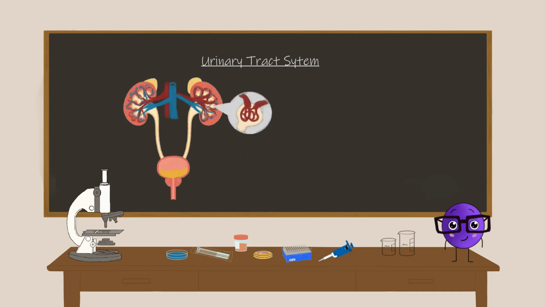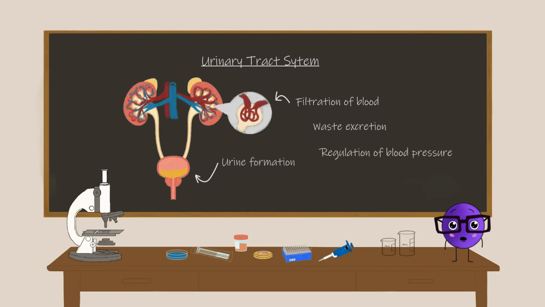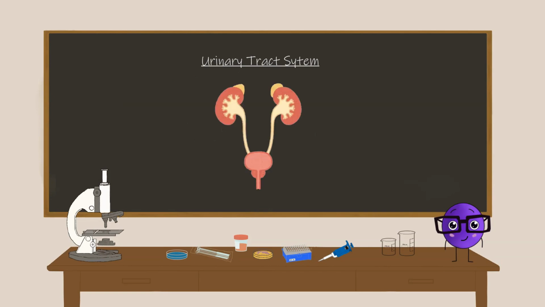The kidneys not only play a key role in urine production, but also have various other functions such as filtration of blood, waste excretion, regulation of blood pressure, pH, water balance, and electrolytes. The urine produced in the kidneys is then transported to the bladder via the ureters and finally excreted through the urethra. Urinary tract infections, UTIs, are common infections that affect parts of the urinary system.